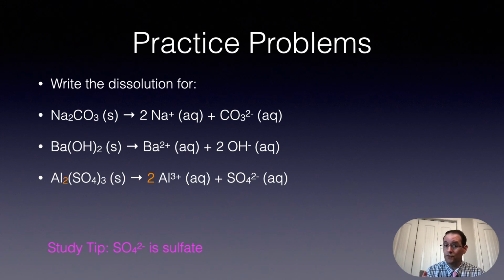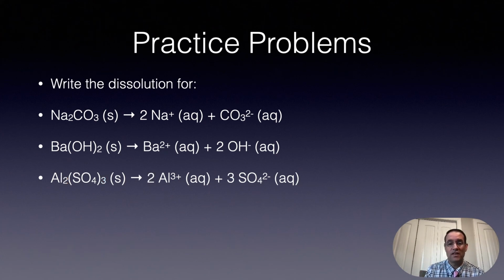Now we want to balance the equation here. So we've got a 2 for the aluminium ion. So make sure you put a 2 in front of that. And we've got a 3 for the sulfate ion. So put a 3 in front of the sulfate. All right. So that's your balanced chemical equation there.